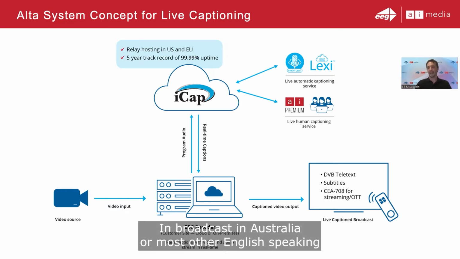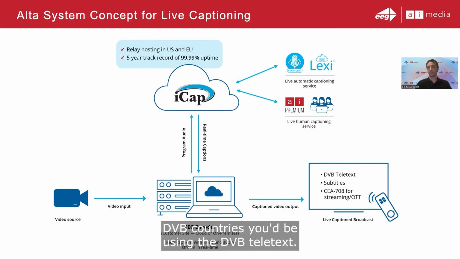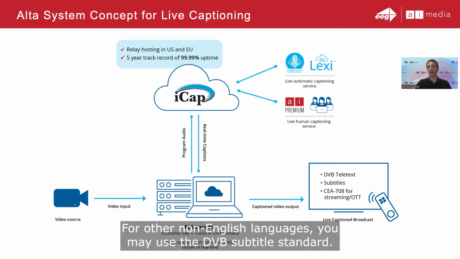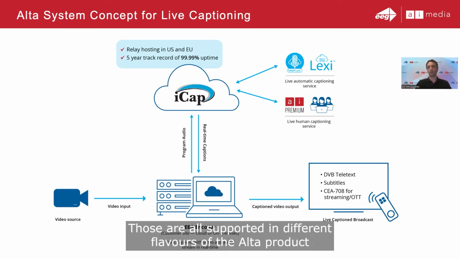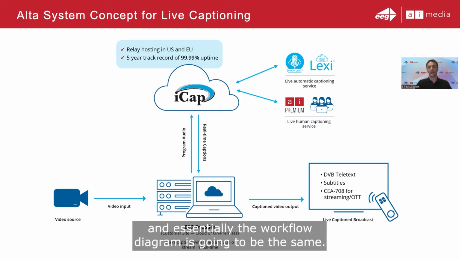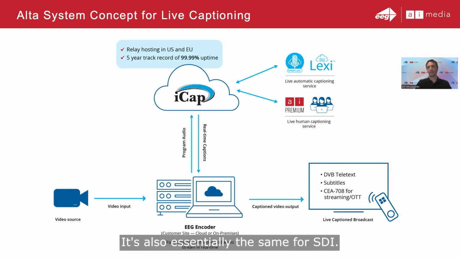In broadcast in Australia or most other English-speaking DVB countries, you'd be using the DVB teletext. For other non-English languages, you may use the DVB subtitles standard. Those are all supported in different flavors of the Alta product. And essentially the workflow diagram is going to be the same. It's also essentially the same for SDI.